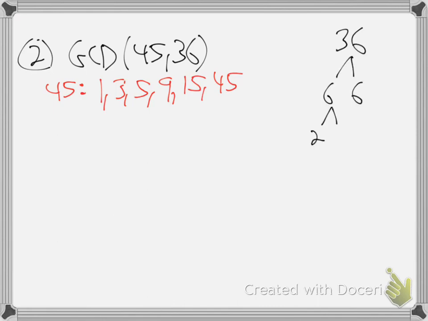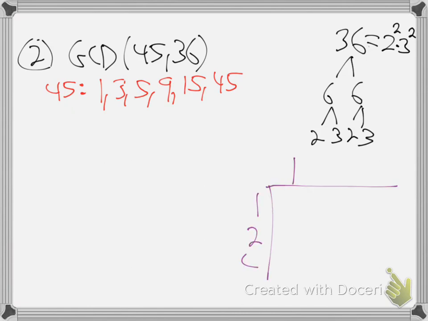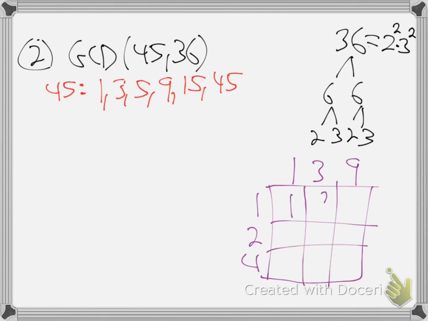36, 6 times 6, 2 times 3, 2 times 3. So 36 is 2 squared times 3 squared. If you do a little table for the 36, times 2, times 2, times 3, times 3, just like we did a minute ago, find all the factors, divisors: times 1, times 2, times 4. List them out. So for 36, it's 1, 2.